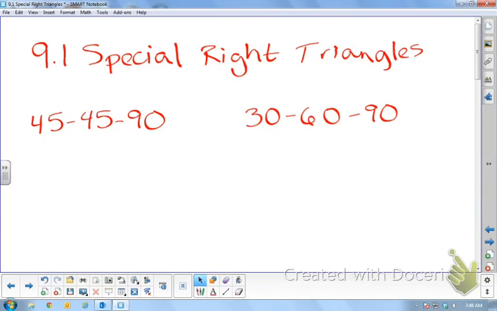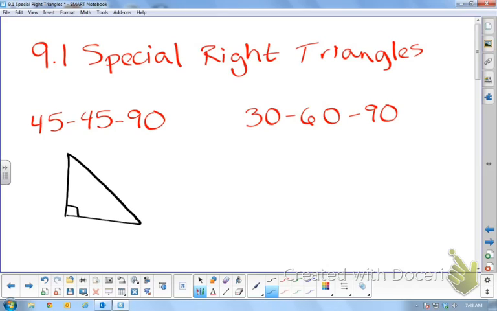So with our special right triangles, 45, 45, and 90 are the angles inside the triangle that we're going to be looking at. So if we drew our special right triangle, we'd have one 90-degree angle, one 45-degree angle, and one 45-degree angle. That's what we mean by those names, 45, 45, 90, 30, 60, 90.